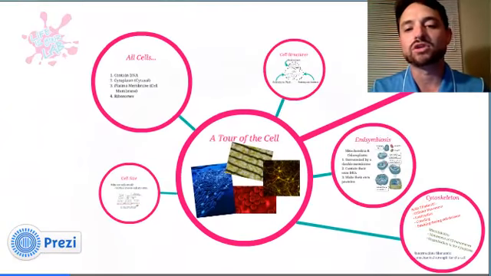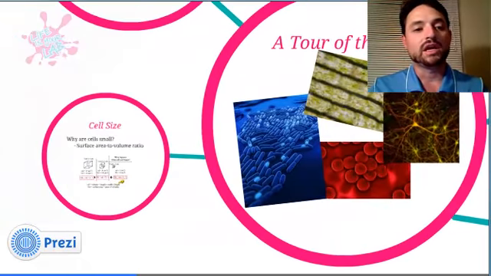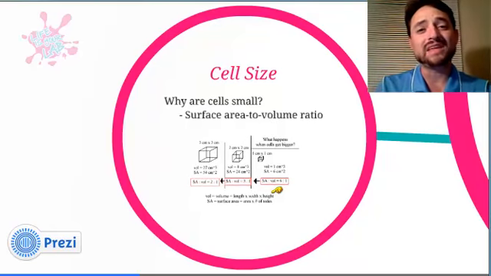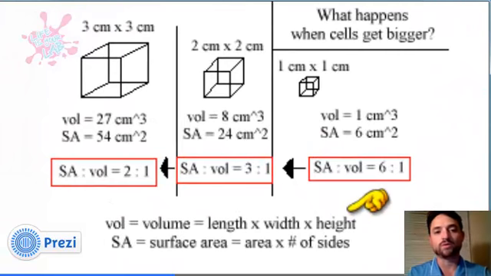Next, we have kind of the tour of a cell, the different types of cells and different things like that we're going to be looking at. The first is looking at cell size. Why are cells small? Well, the basis of why cells are small is due to surface area to volume ratio. So what happens as cells get bigger? When cells get larger, your surface area to volume ratio changes.